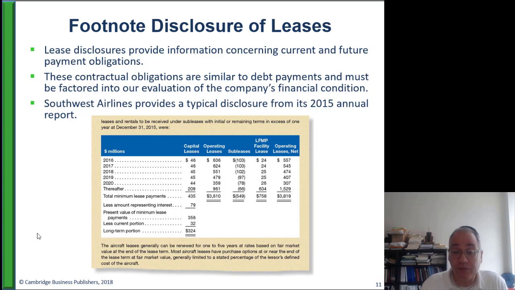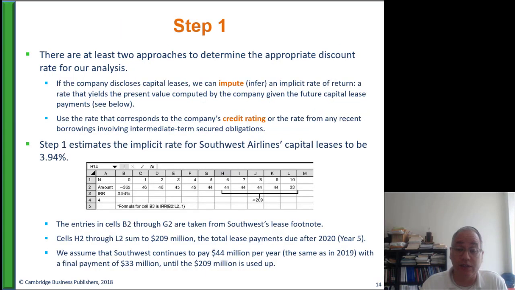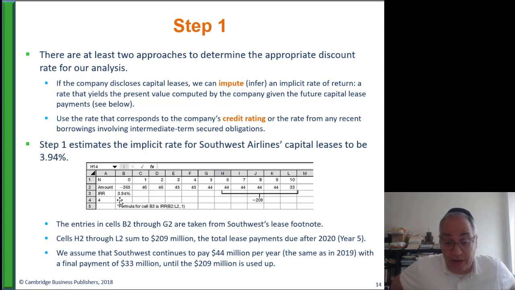So we could just assume that it's 45, 45, 44, and it's just going to go on at 44 until we run through the whole thing. So I'm going to do 44s for the next 4 years, and then I've got another 33, and that comes up to the total 209. So if I have this series of cash flows here, and the present value is 365, then my internal rate of return, the implicit rate of return, is 3.94%. Now I look at it, I'm thinking it's kind of low, but that's what it is based on the information that we have here.